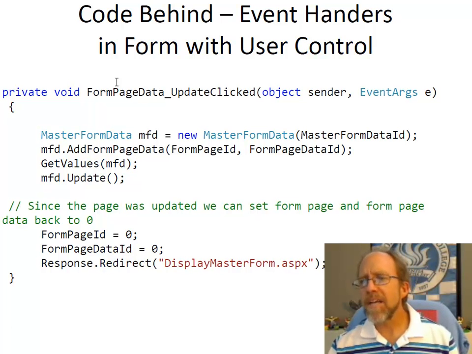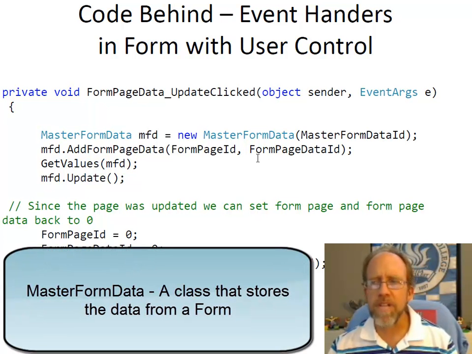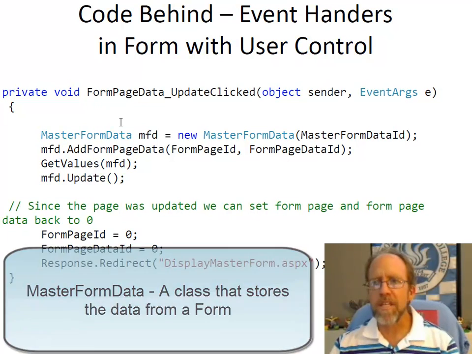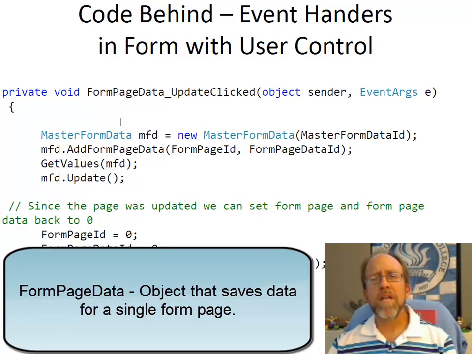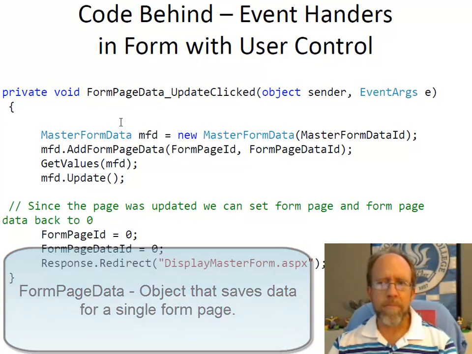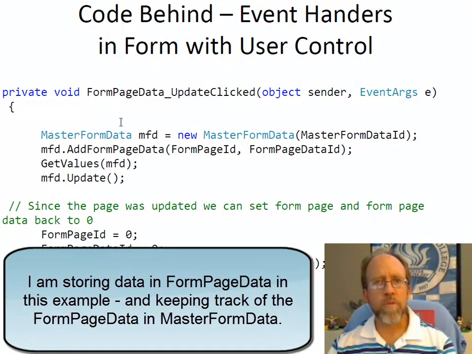First, that data got saved. I'm then going to implement a master form data class. I'm going to instantiate one using the master form data ID, and we're going to show how these variables play into this here. Now in this case, I am keeping the data at the form page level. I have examples where I keep the data at the form level, and I have examples where I keep the data at the form page level.